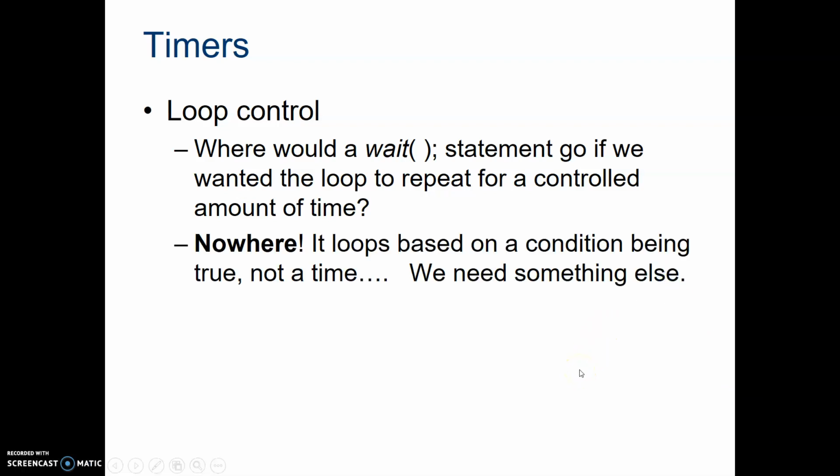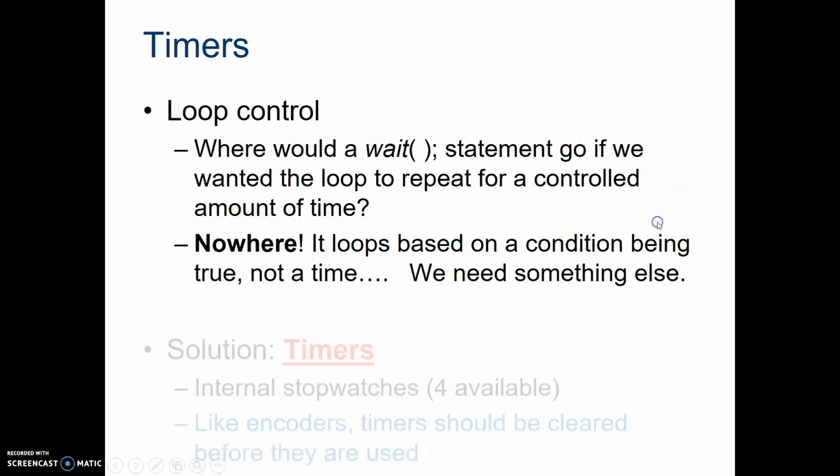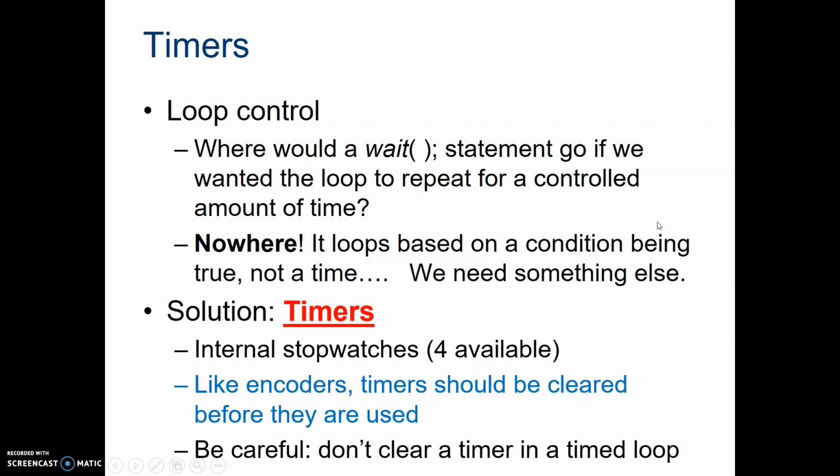And so again, wait statements don't really help us out if we're trying to do it for a certain amount of time. Now you could run your motor for a certain amount of time if you figure out how many rotations it takes based on the speed, but that's a lot of work. And RobotC already has some timers that are in the actual program. So RobotC will give you 4 possible stopwatches that you can use at the same time. And they're called T1, T2, T3, and T4.